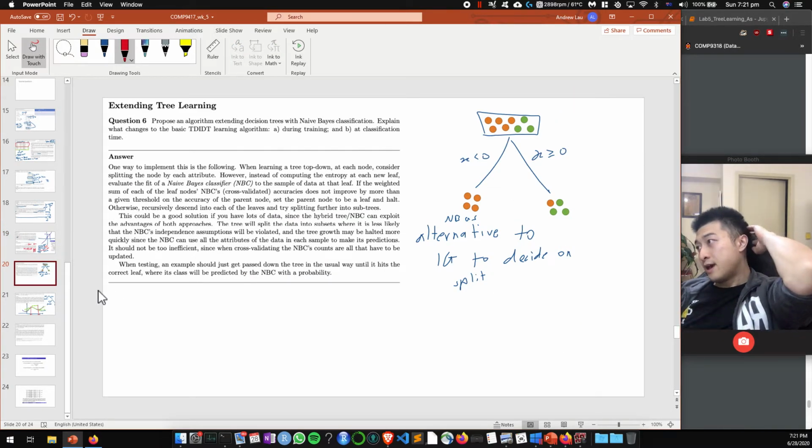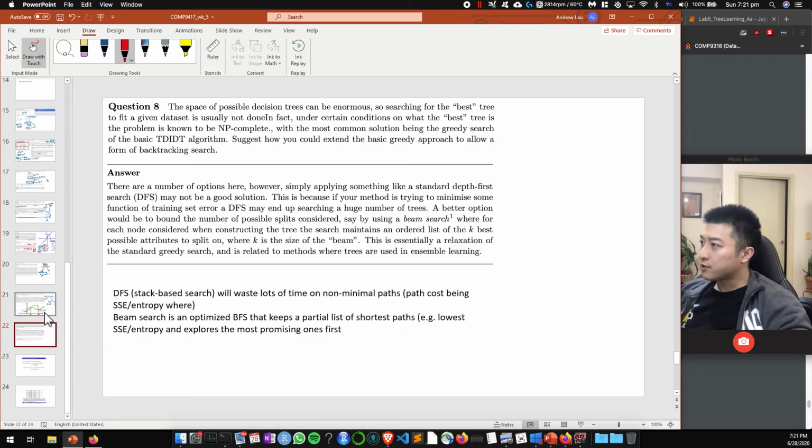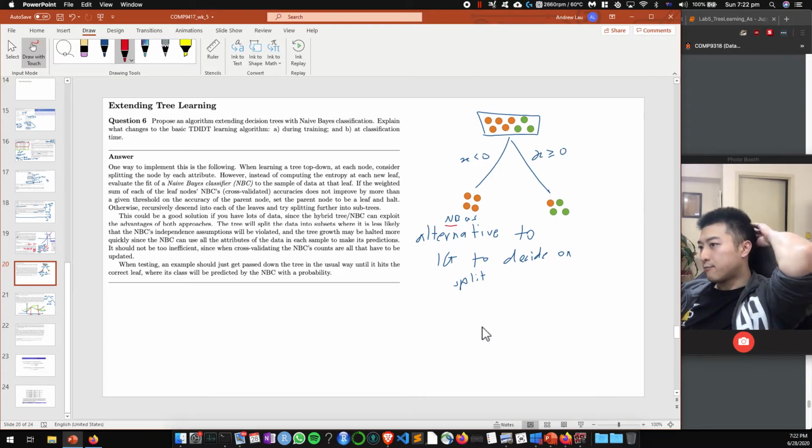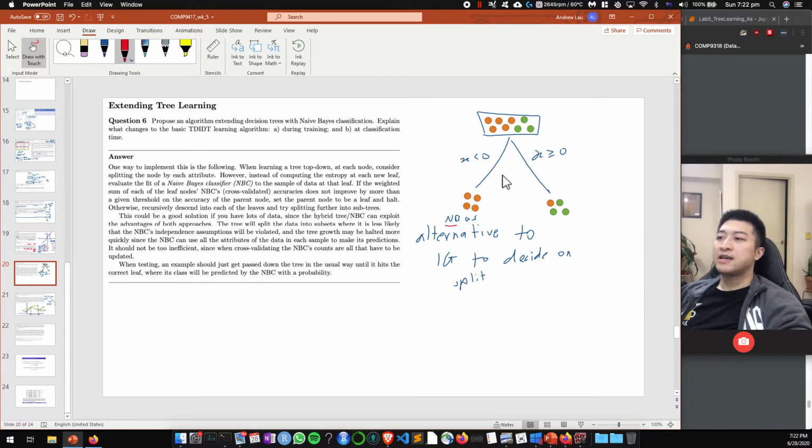Cool. Extended tree learning. Propose an algorithm to extend the decision tree with naive Bayes classification. So there's extension, so don't worry too much if you're not fully across this. But effectively what's happening is, let's say I have a very simple decision tree and you have two classes, your orange and your green. You do split as per normal, but the idea here is to use naive Bayes as an alternative to information gain to decide whether to split or not. You use naive Bayes and then use, say, the cross validation score, right? So here you calculate your naive Bayes CV score.